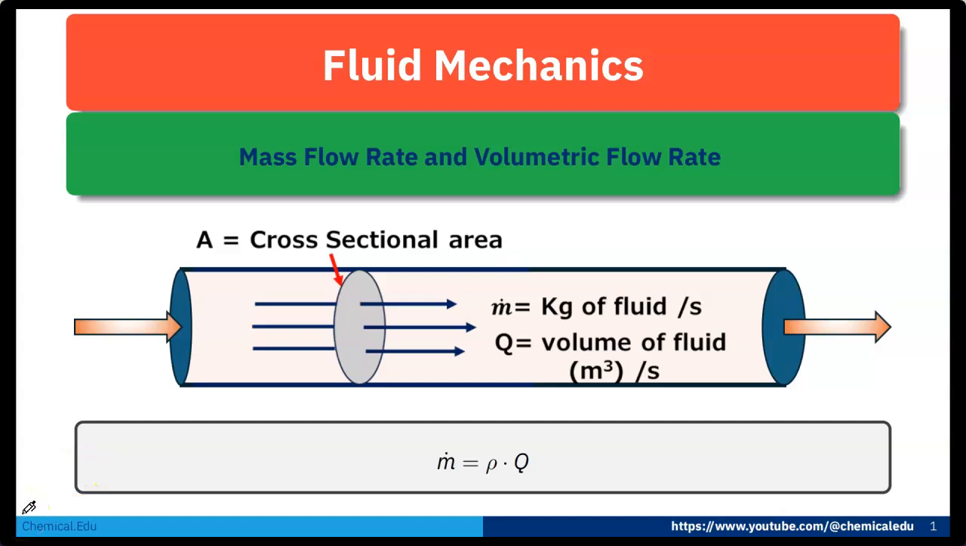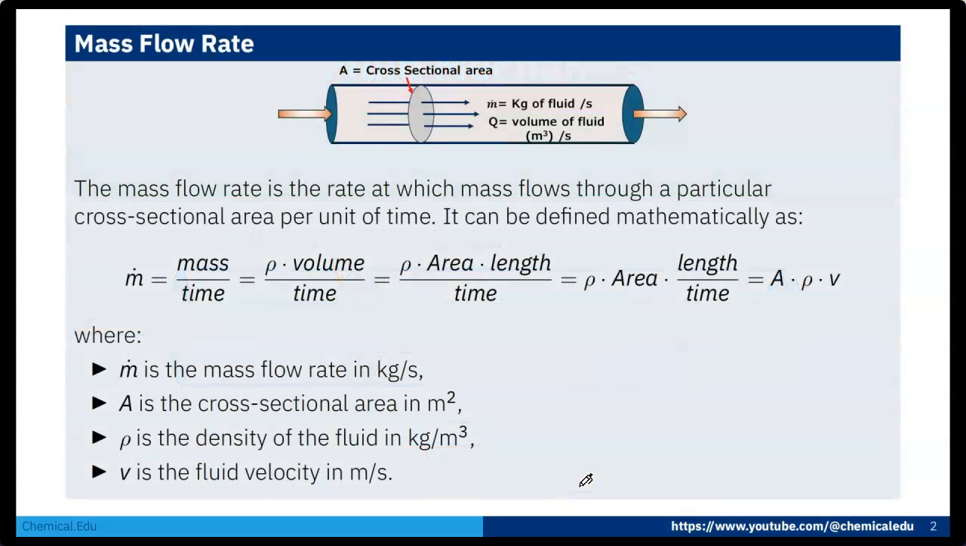Today I'll talk about mass flow rate and volumetric flow rate, and then I'll talk about the relationship between mass flow rate and volumetric flow rate. Now first, what is mass flow rate? The mass flow rate is the rate at which mass flows through a particular cross-sectional area per unit time, and it can be defined mathematically as mass per time.